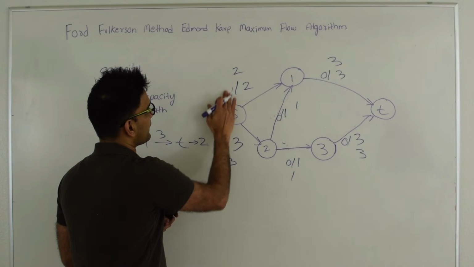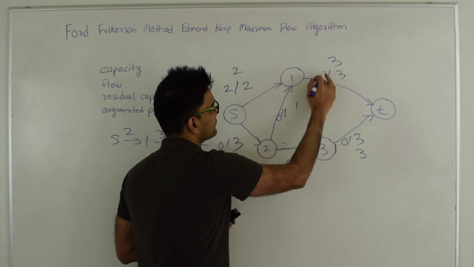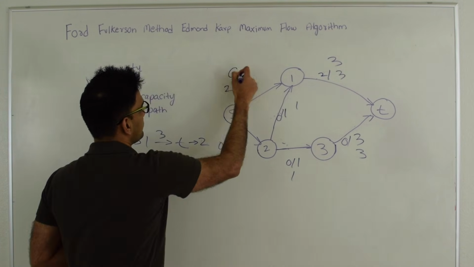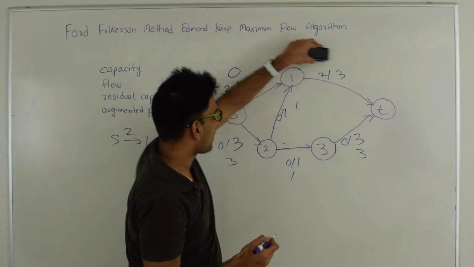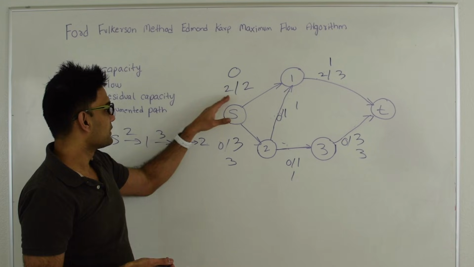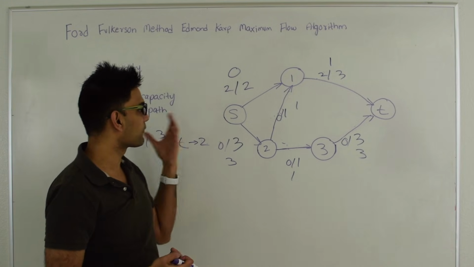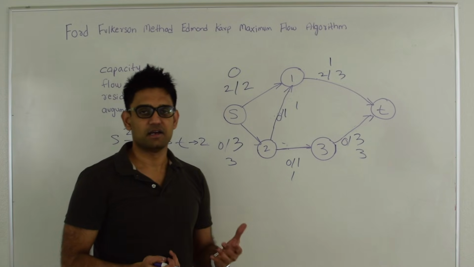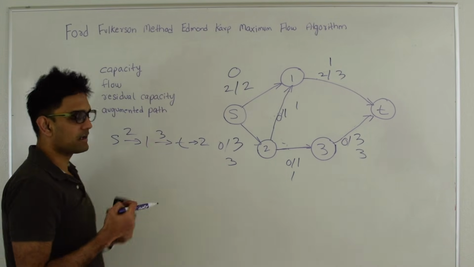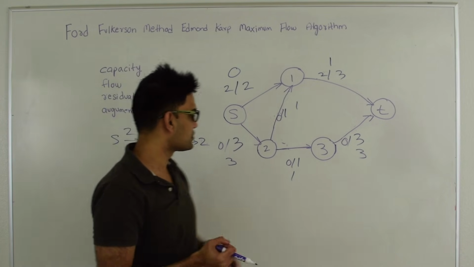So let's increment this flow. So this becomes 2 and this becomes 2. So the residual capacity here now becomes 0 and residual capacity here now becomes 1. Also you can notice that the flow will never exceed the capacity. You cannot flow more item through an edge than the total capacity of that edge. Let's find another augmenting path from S to T.